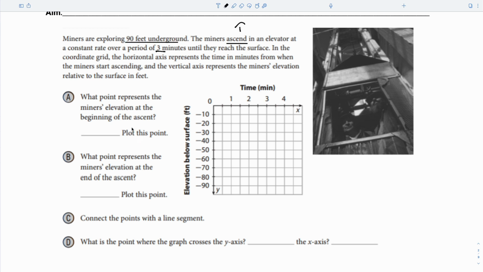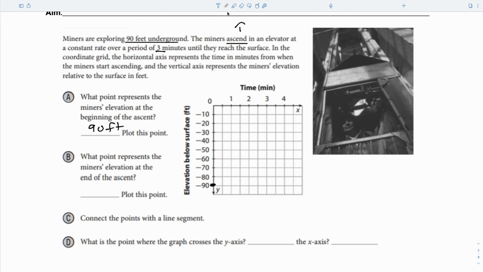90 feet. So this point is the beginning of the ascent. 90 feet is at 0 minutes. Plot that point now. That's 90 feet. What point represents the miner's elevation at the end of the ascent? Where do they go to at the very end?